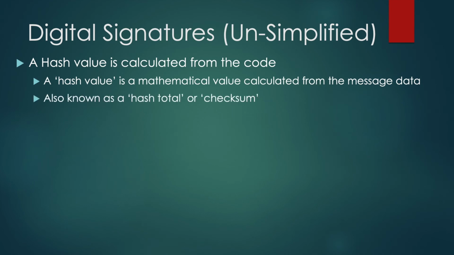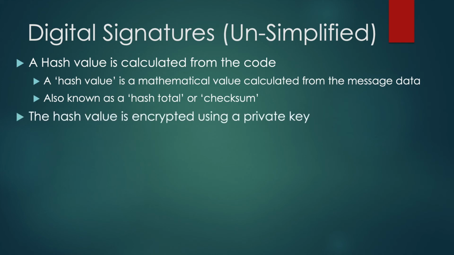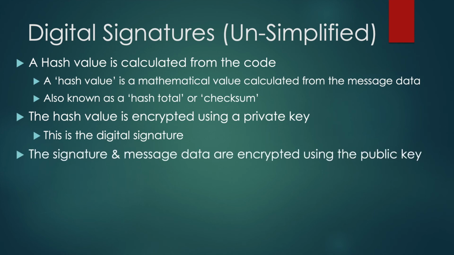Now, you might see it referred to as a checksum, and you might see it referred to as a hash total. There are a few different terms, and all the different terms mean very slightly different things, but for our context, they're interchangeable. The hash value, this calculated value, is encrypted using a private key. And this is the digital signature. So when we talk about a digital signature, it's the hash code that has been calculated, and then it has been encrypted. The signature and the message data are then encrypted using the public key.